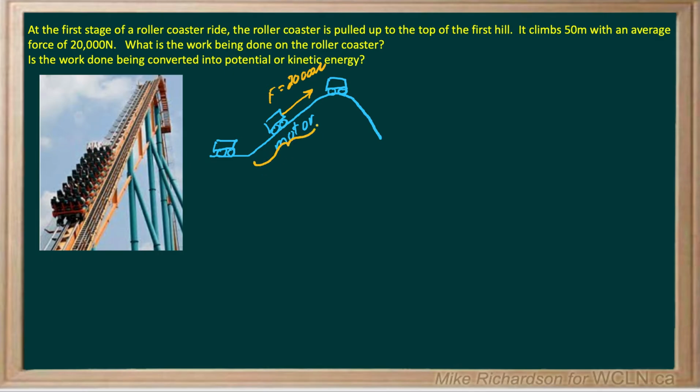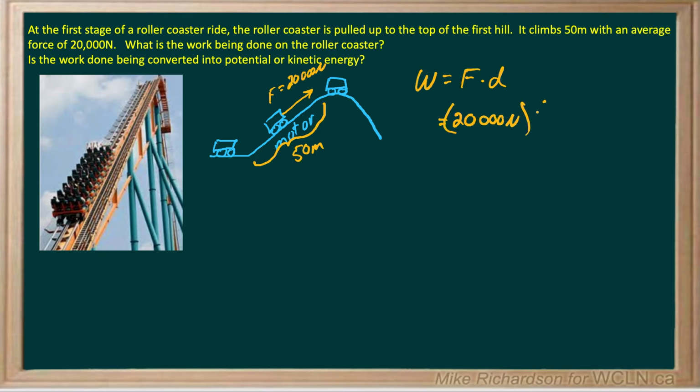Now, in this question, they're not super specific, but let's assume 50 meters is the length of that track. So 50 meters is at sort of an angle there. That's my distance. And we know that work is force times distance, and they must be parallel. So my force that the motor applies is 20,000 newtons.